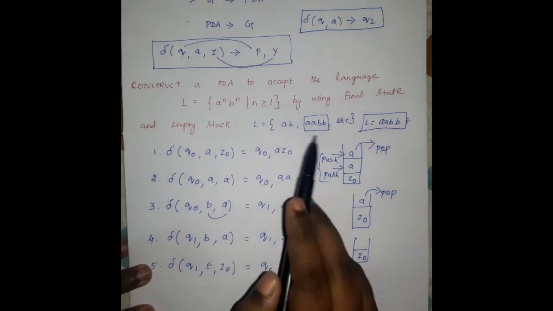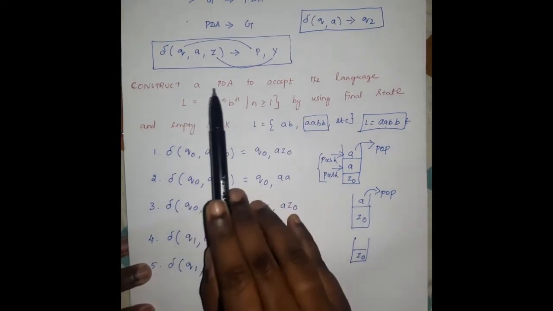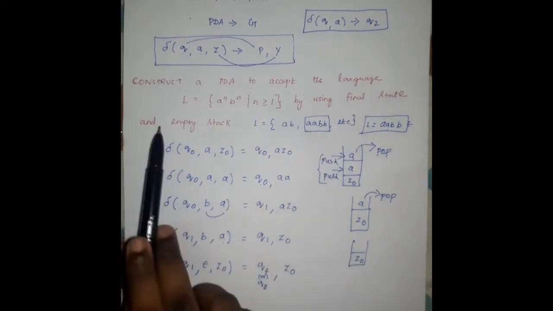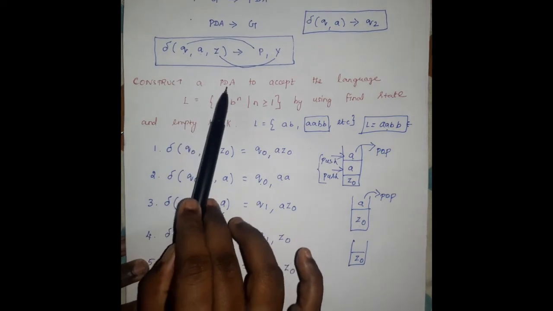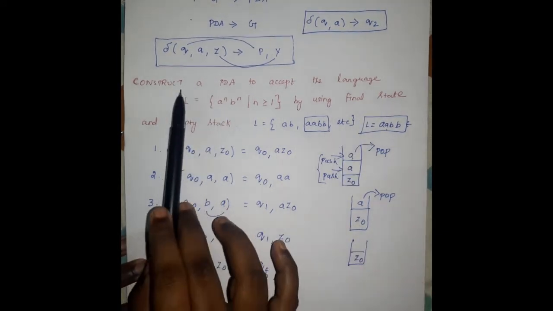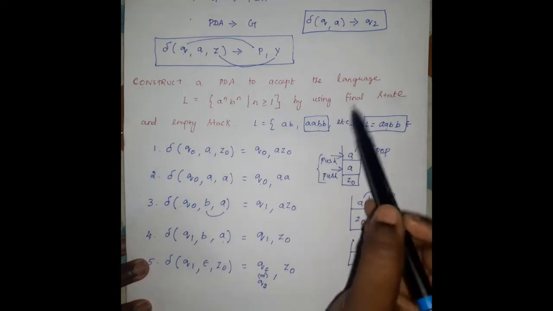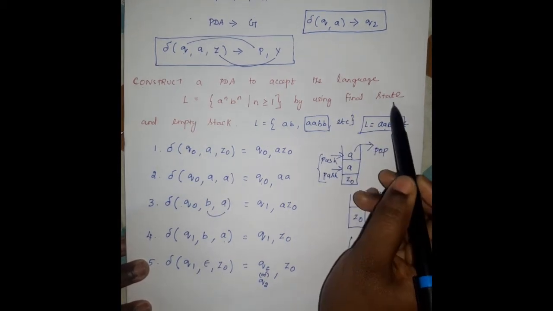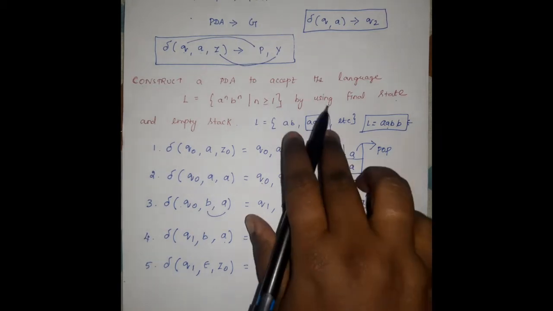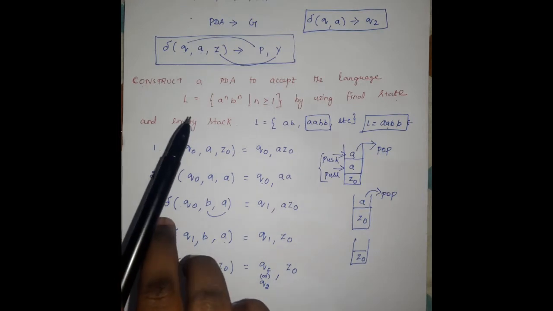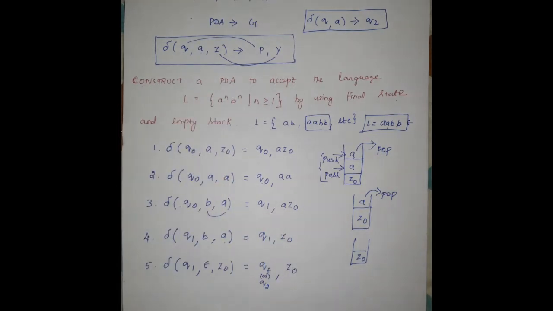Right? In the question itself, you can clearly see: construct the pushdown automata by using final state and empty stack. So we can perform two operations: construct pushdown automata using final state, and construct pushdown automata using empty stack. Right. In the final state sense, we do not have to empty the stack. Whenever the pushdown automata mathematical model reaches the final state, we can stop all the operations.